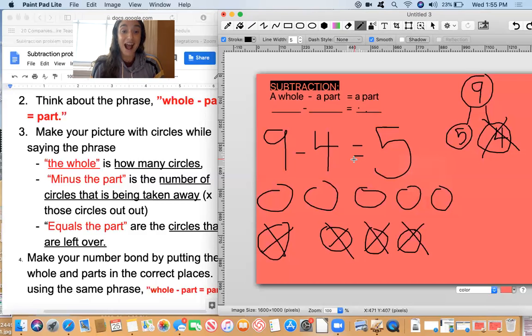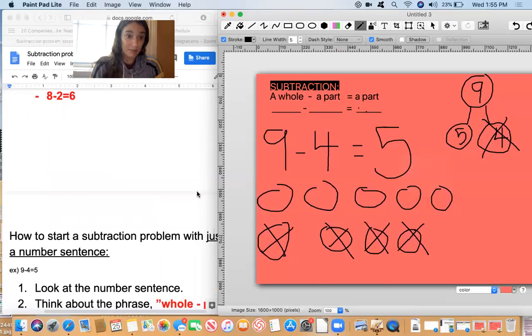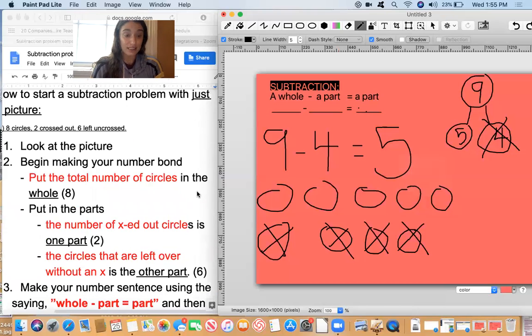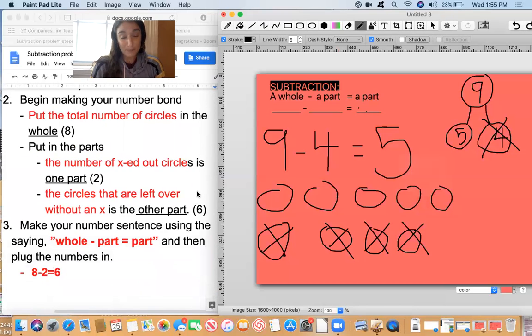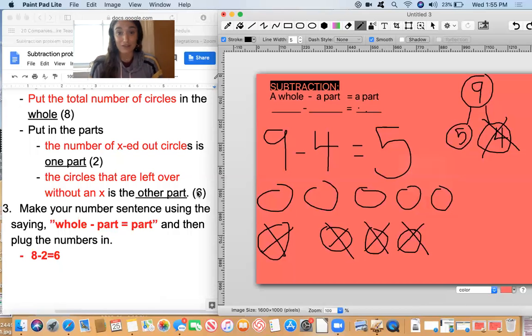And I'm going to put this video up so that you can watch and see how I'm doing subtraction problems. And I will also put this up in my lesson plan so that you and your parents can look at the different steps to solving subtraction problems. And remember, a whole minus the part equals a part.